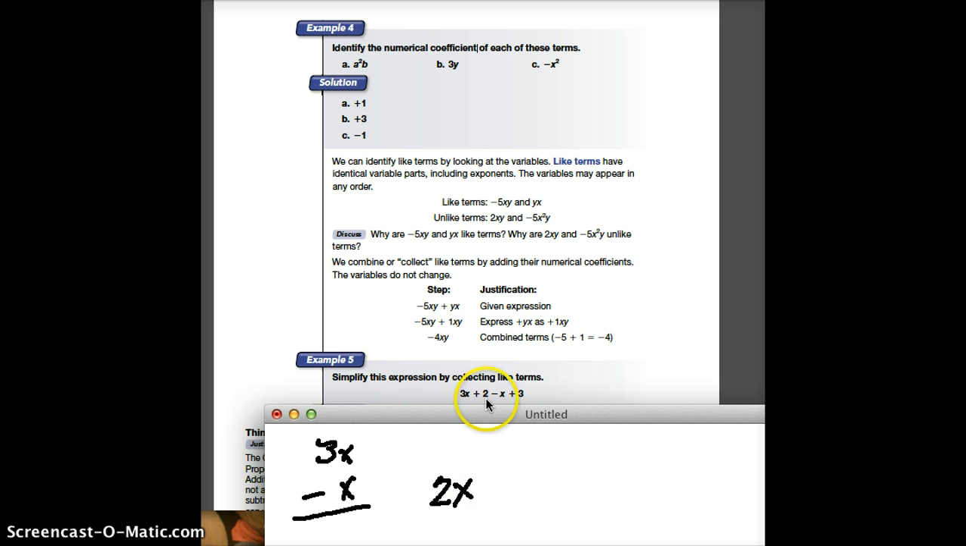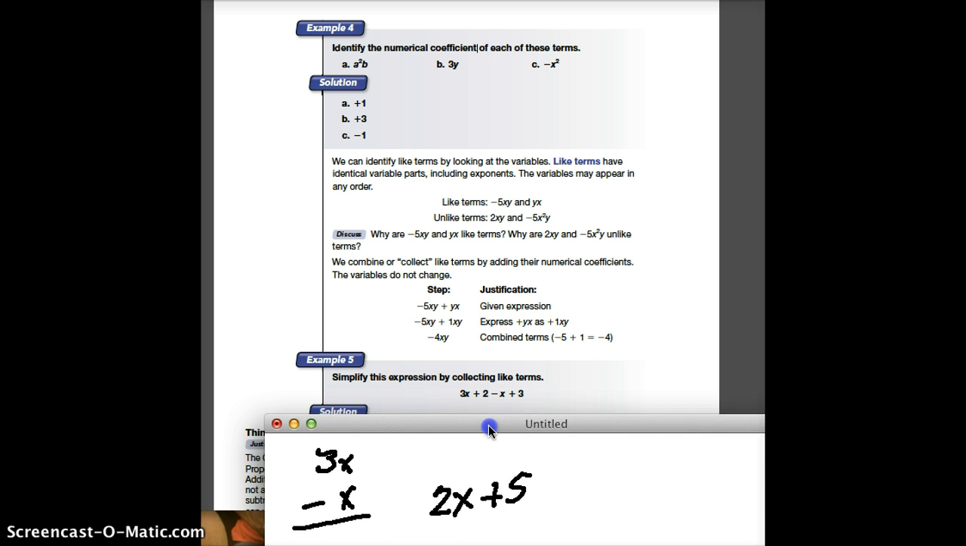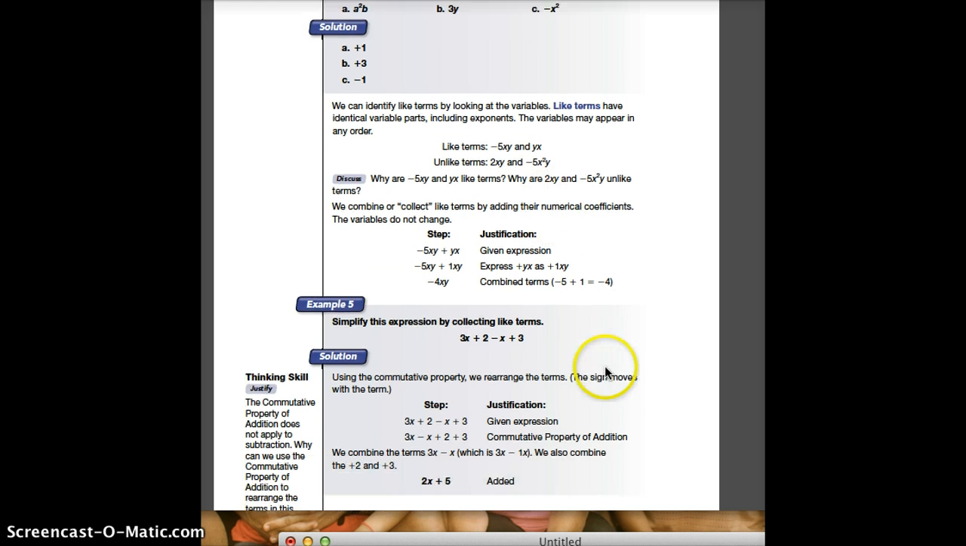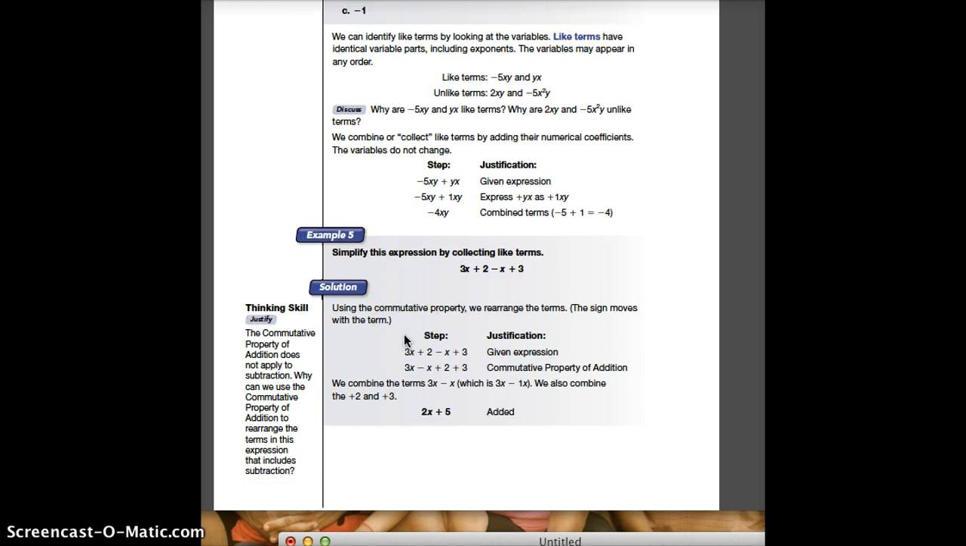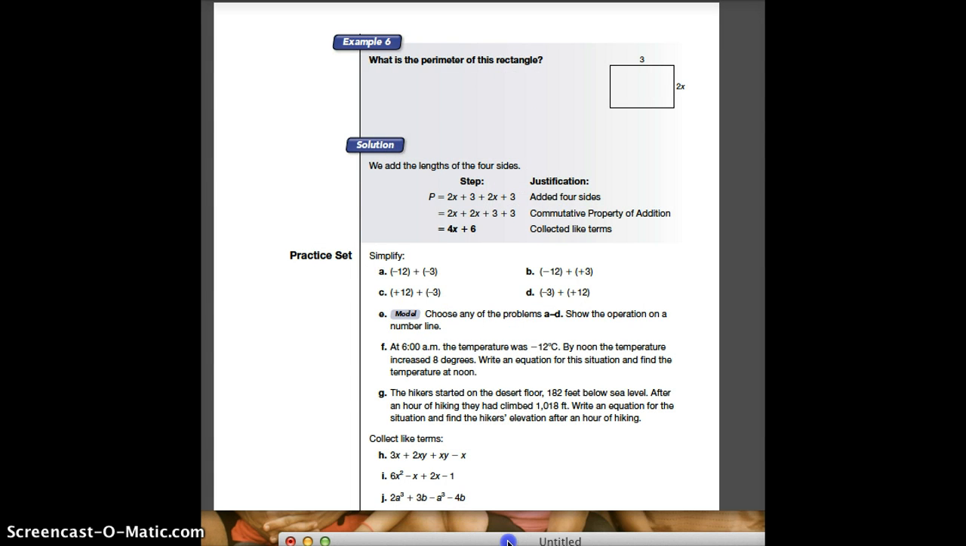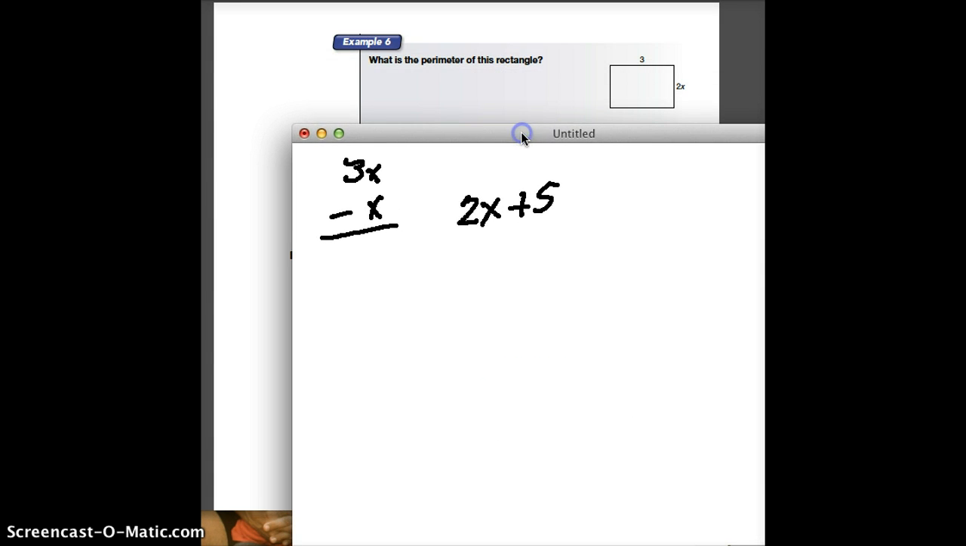Okay. 2, is there a like term with 2? Absolutely. That coefficient there, the constant there, 3. So 2 plus 3 is 5. So we simplified that expression, 2x plus 5. Check the answer. Let's see if we got it right. 2x plus 5. Okay, that was example 5. All right, example 6. Let's look at example 6.